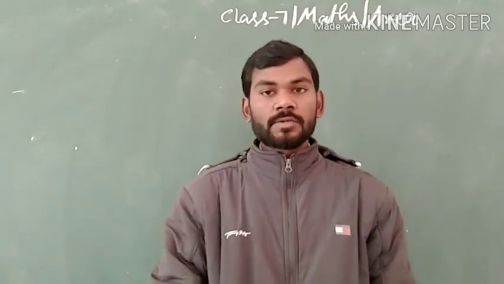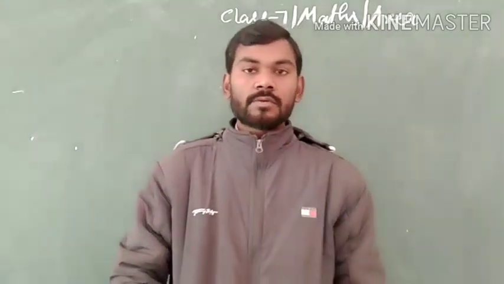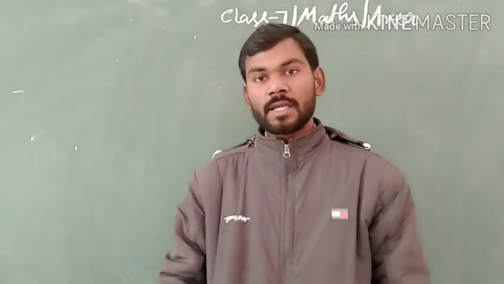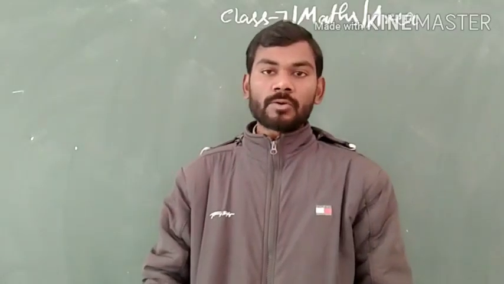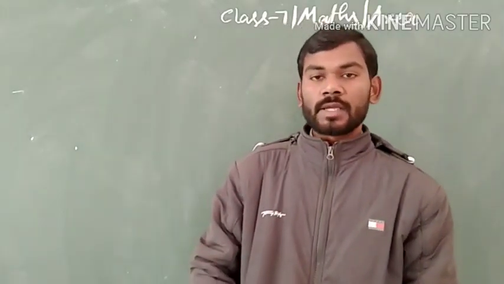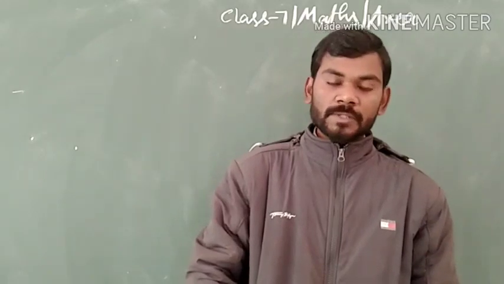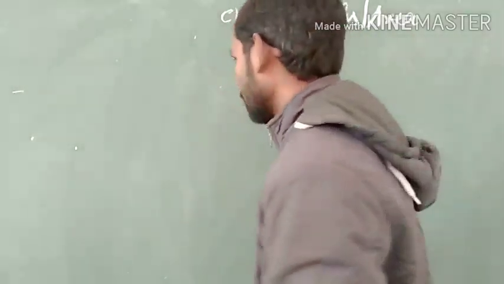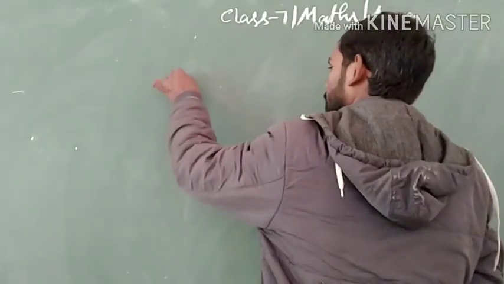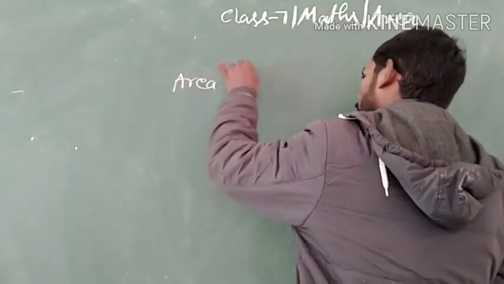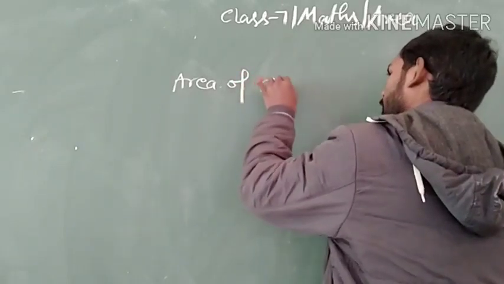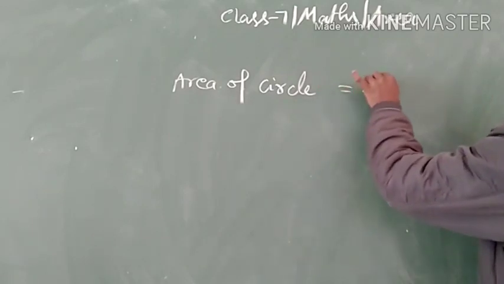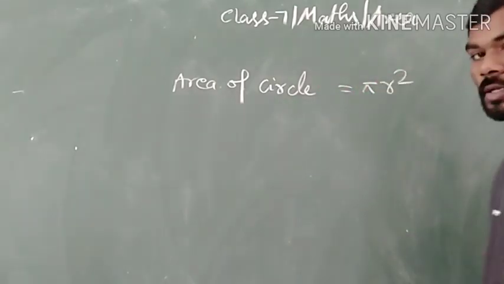In the last few videos, I taught you to find the area of some certain figures, as well as the area of a parallelogram and the area of a triangle. The area of a circle is found by using the formula: area of circle can be found using the formula pi r square.